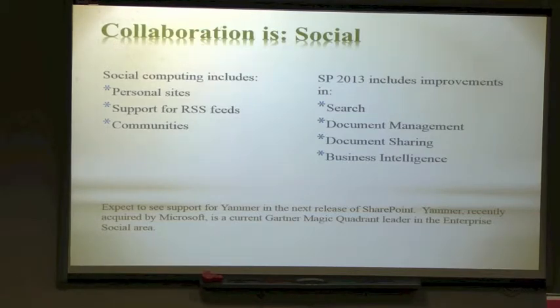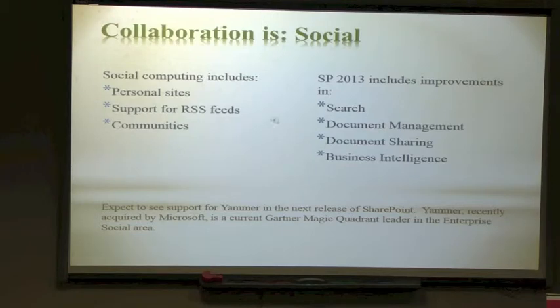The ability to create communities, and the communities can be anything from the grade level to curriculum to maybe a hybrid, like principals across all the schools. Improvements in search, improvements in document management. A lot of these have to do with the fact that there's now metadata.